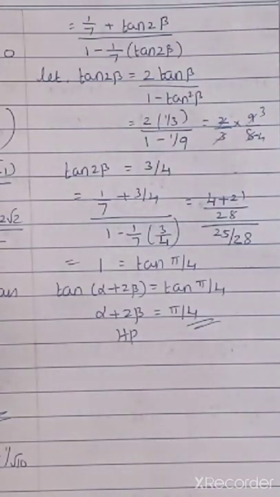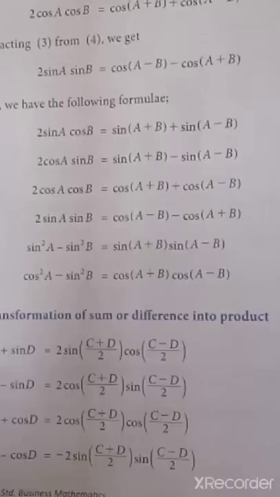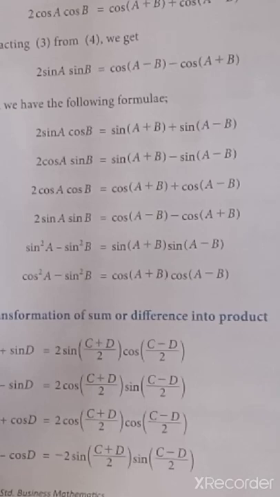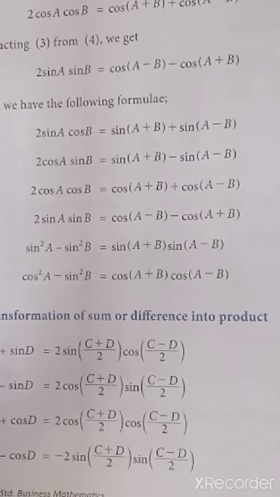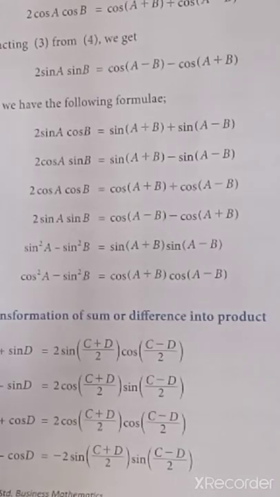Next we are going to see transformation formula. Transformation formula means we are going to transform the product into sum or difference. We have formulas, and using those formulas we are going to proceed. Now take your book, page number 138. In that we have the set of formulas. This is transformation of product into sum or difference.